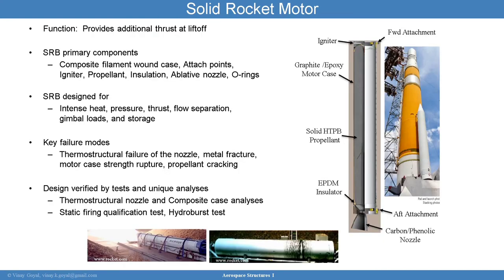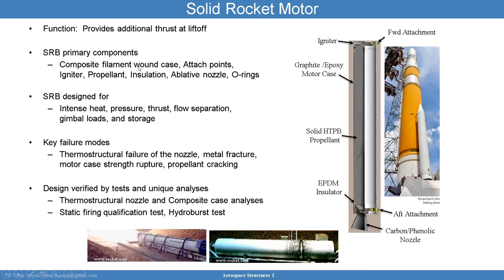So a solid rocket motor provides additional thrust at liftoff. Here's a picture from a website. It shows, in this design, you can see literally the igniter there, a forward attachment where it attaches to the core vehicle, a graphite epoxy motor case in this case, a solid propellant, and an insulator. And then you have the aft attachment which attaches to the core, and a carbon phenolic nozzle.